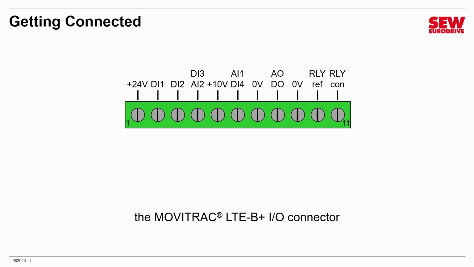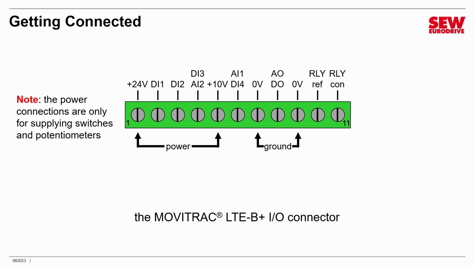Let's talk about how we get connected. This is the MOVITRAC LTE-B+ I/O connector. Incidentally, the LTE-B has the same connector on it, and the signals are identical as well. Let's go over these briefly just so you understand what they're for. First of all, you'll probably notice there are two power supplies available on this connector. There is a 24-volt supply and a 10-volt supply. There are also two ground connections here, both labeled 0 volts. These provide the reference for the power supplies.